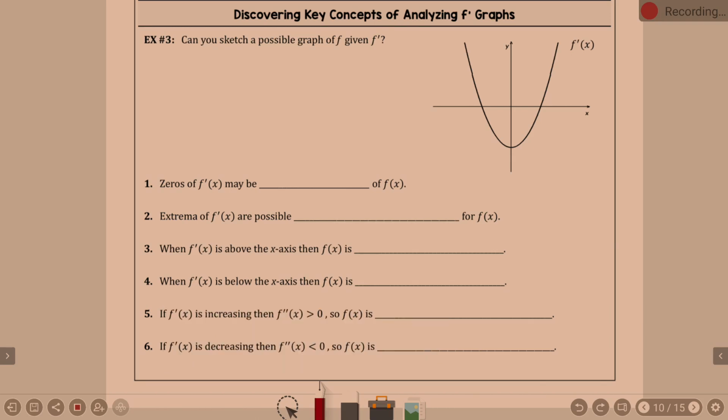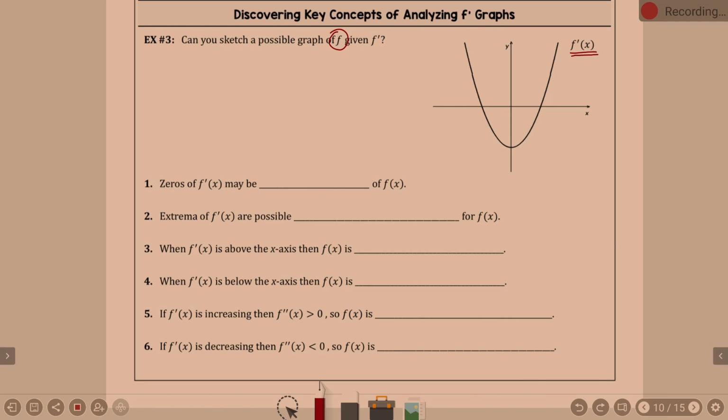They are giving us f prime. This is the derivative graph. Okay? They are asking us to sketch the original graph, and we're going to sketch it on the same axes. So the key is gathering the information from this graph right here to know enough to graph an example of f.